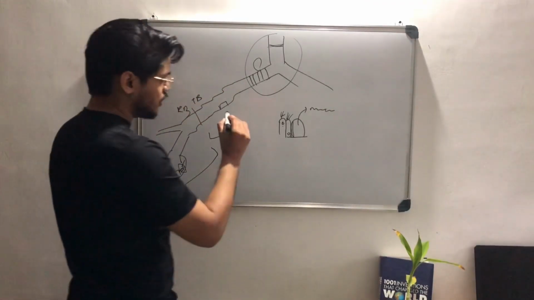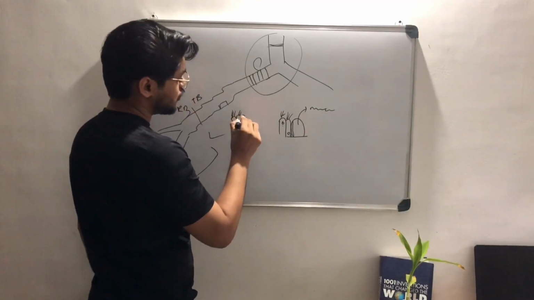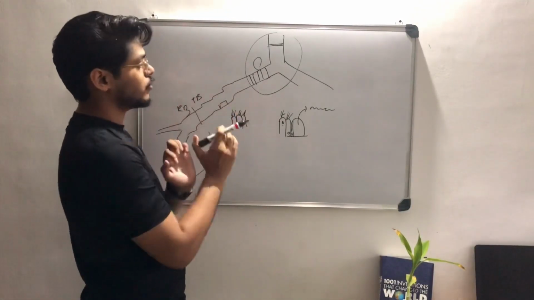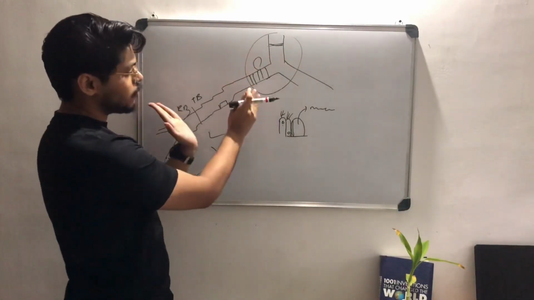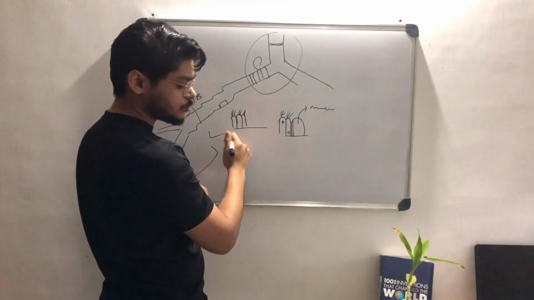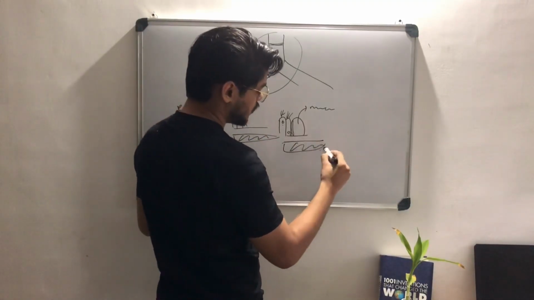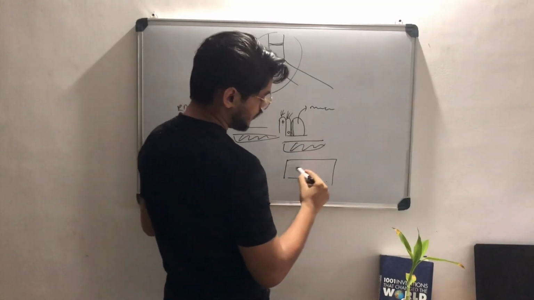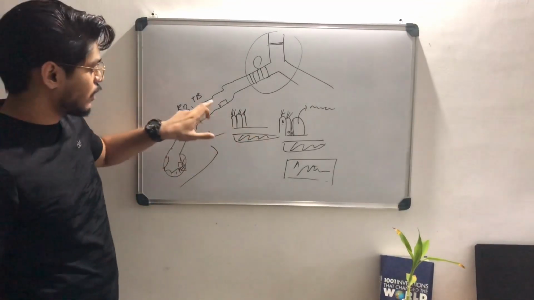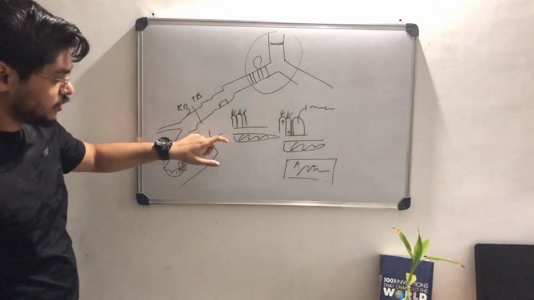Next we have columnar ciliated cells in the bronchiole. But we don't have cartilage in the bronchiole. We have hyaline cartilage only in the bronchi, not in the bronchiole. The bronchiole has just the epithelial layer and smooth muscle, right? But in the bronchi we have the epithelial layer, smooth muscle, and then hyaline cartilage. In the bronchiole we have ciliated columnar epithelial cells and smooth muscle, no cartilage.